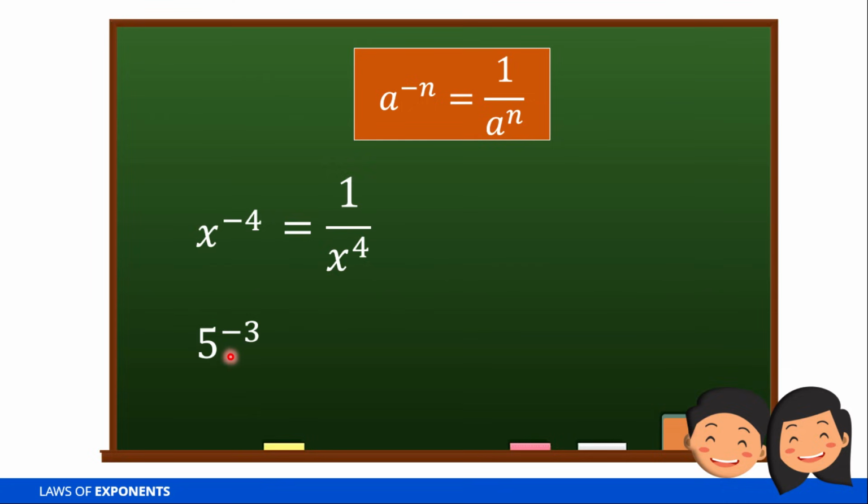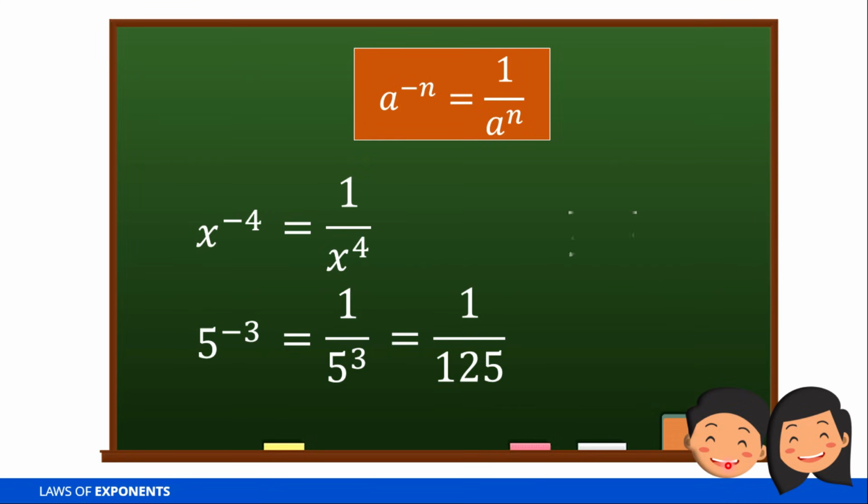We have 5 raised to the negative 3rd power. So, ang base natin na 5 ay mapupunta sa ating denominator at ang kanyang exponent na negative 3 ay magiging positive 3 na. Again, ang ating numerator ay 1. So, we have 1 over 5 to the 3rd power. Simplify natin yung 5 to the 3rd. Magiging 5 times 5 times 5 ito. So, 1 over 125. So, ang 5 to the negative 3rd power is equal to 1 over 125.